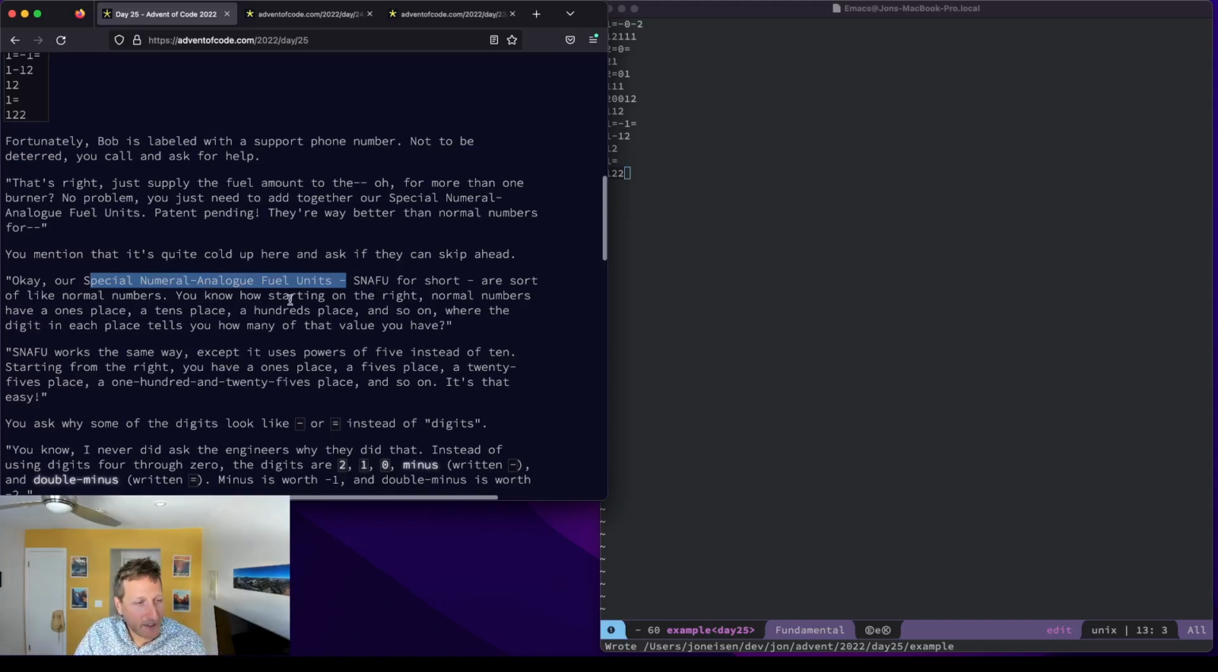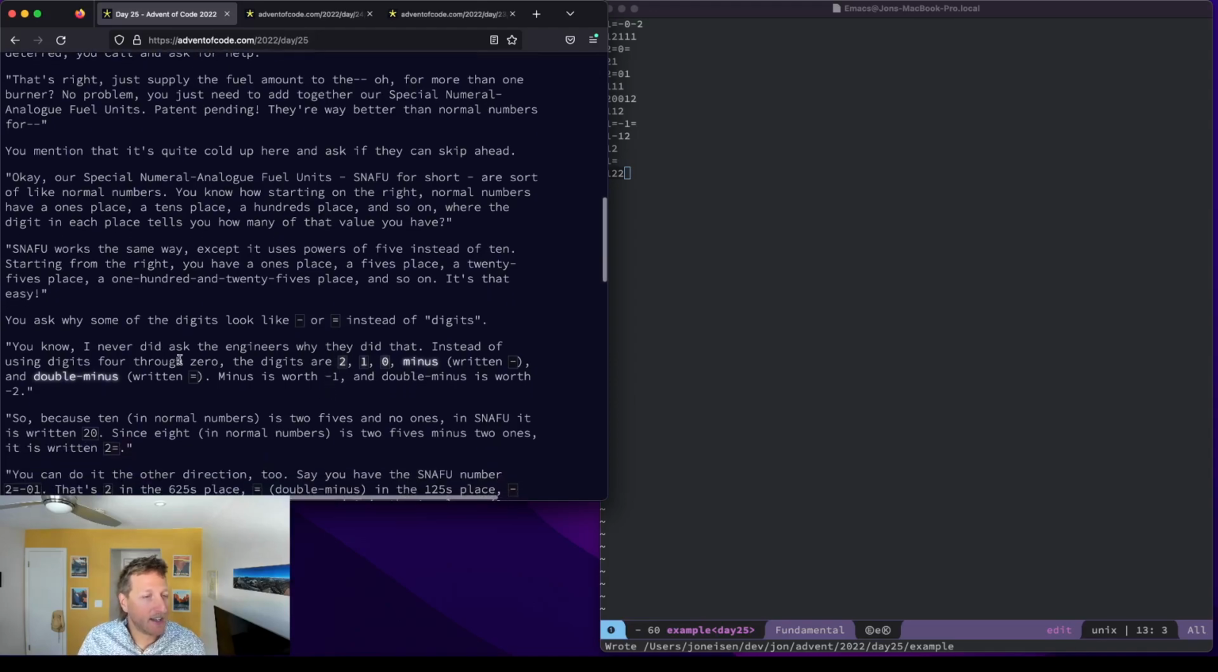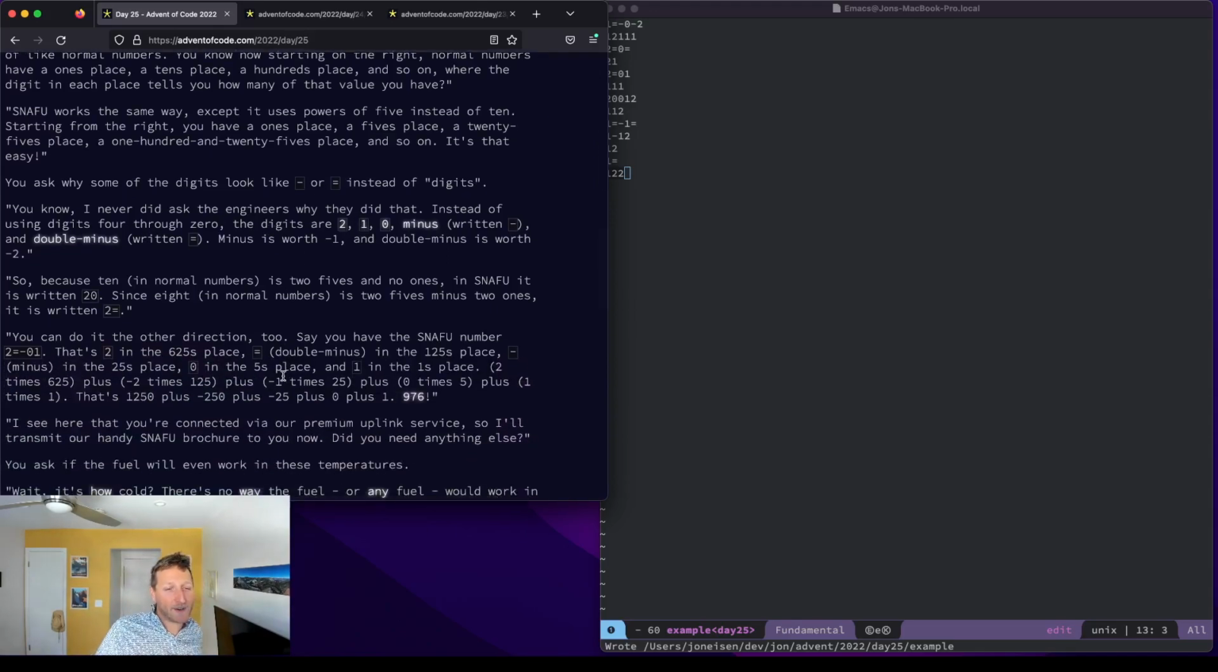You know how you start on the right, normal numbers have a ones place, tens place, hundreds place, and so on. Each digit tells you how many of that value you have. SNAFU works the same way, except it uses powers of 5 instead of 10. Okay, 5, 25, 100. Yeah, that's fine. Why do some of the digits look like dashes or equals signs instead of digits? You know, I never did ask the engineers why they did that. Instead of just using digits 4 through 0, the digits are 2, 1, 0, minus, and double minus. Minus is worth -1, double minus is worth -2. Okay, so because 10 in normal numbers is two 5s and no 1s, SNAFU is written 20.